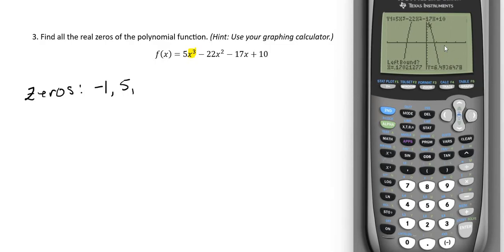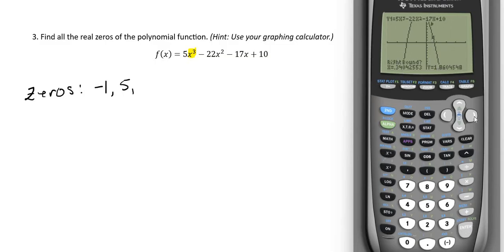So now I can see my cursor on my screen. It's up here near the top of the graph, and it's got that little blinking light. So let me move this a little bit closer to the x-axis. So this is still to the left of my 0. I'm going to go ahead and press enter.